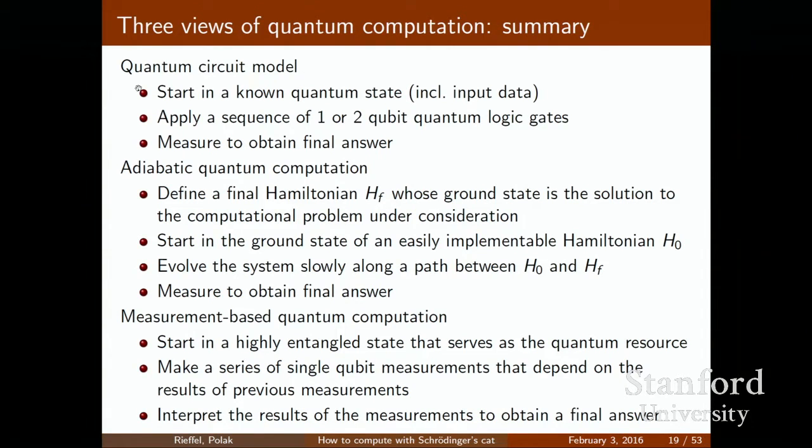So how do we do quantum computation? It turns out there are three or more models of that. I'm listing three here. There is the quantum circuit model, which is close to how we as computer science people think about it, and I'll talk about that in more detail. The way it works is we start with a known state. We apply a number of gates, quantum logic gates, to that state. And then at the result, we measure and we get our answer.